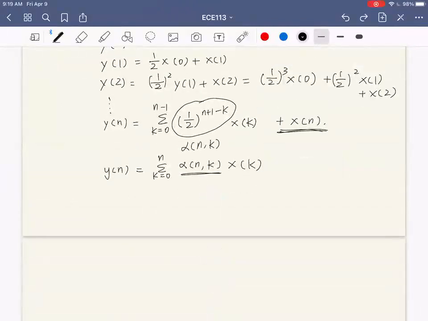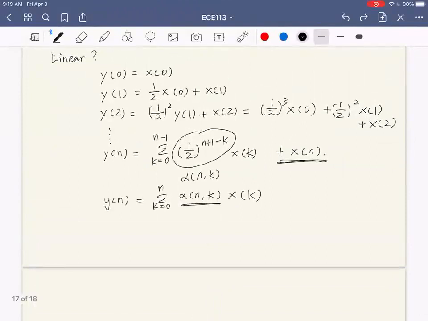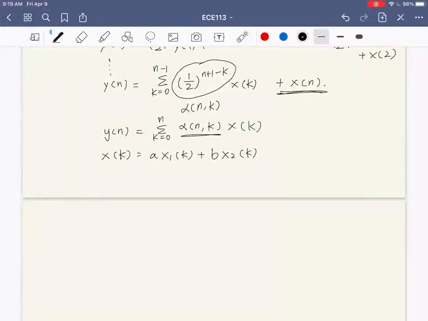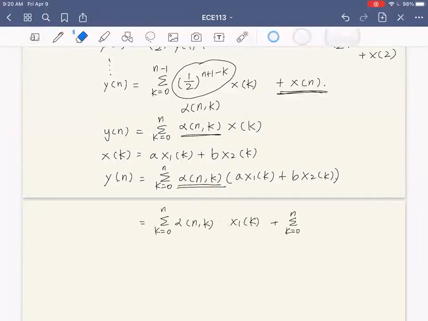And let's use a linear assumption to check. When our x of k equals a times x1 of k plus b times x2 of k, what will happen to the y? Let's try to do it. So the r will remain the same, and x of k splits into 2 parts, right? Because r of n and k only depends on n and k. It is not related to our input value, not related to x. So split it into 2 parts. a is a constant, so let's put it outside of the sum. Similar for b.